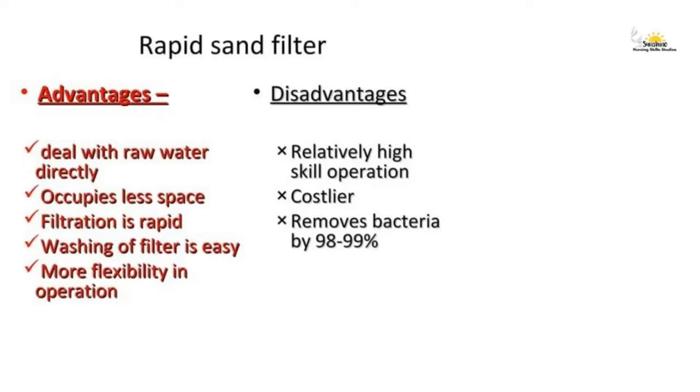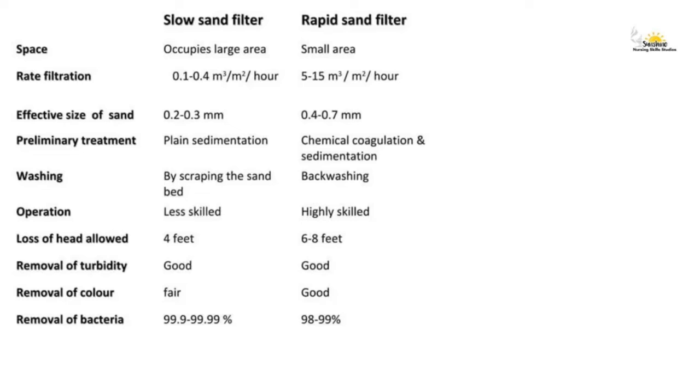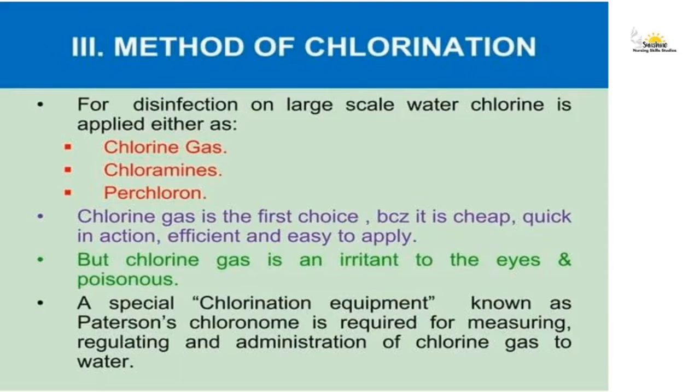The advantages: it deals with raw water, occupies less space, and filtration is very rapid. Disadvantages: relatively high skill operation is needed, and it is also costlier. So this is some of the information regarding slow sand filtration and rapid sand filtration which we need to know. Next, under water purification, the third method is chlorination.